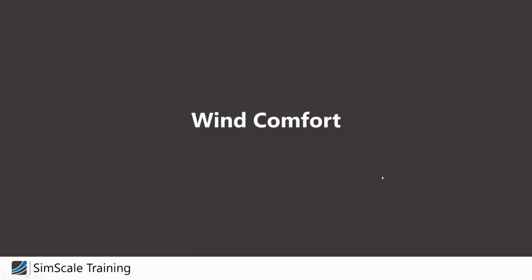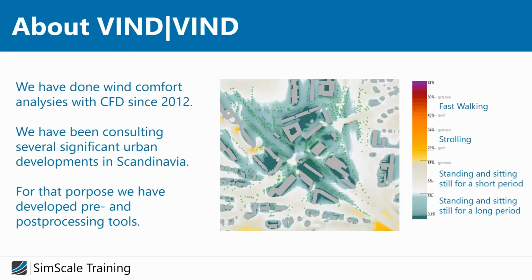Okay, great. I'm Per from Vind-Vind, and we have been doing wind comfort for some years now, and we mainly work in Scandinavia, and we use OpenFOAM, which is basically the same engine that is used on the SimScale platform. When you do a simulation, you get some velocities and pressure and stuff like that. What we do is translate that into something useful for buildings and urban environments. So we basically take the results from several wind directions and translate them into comfort criteria.